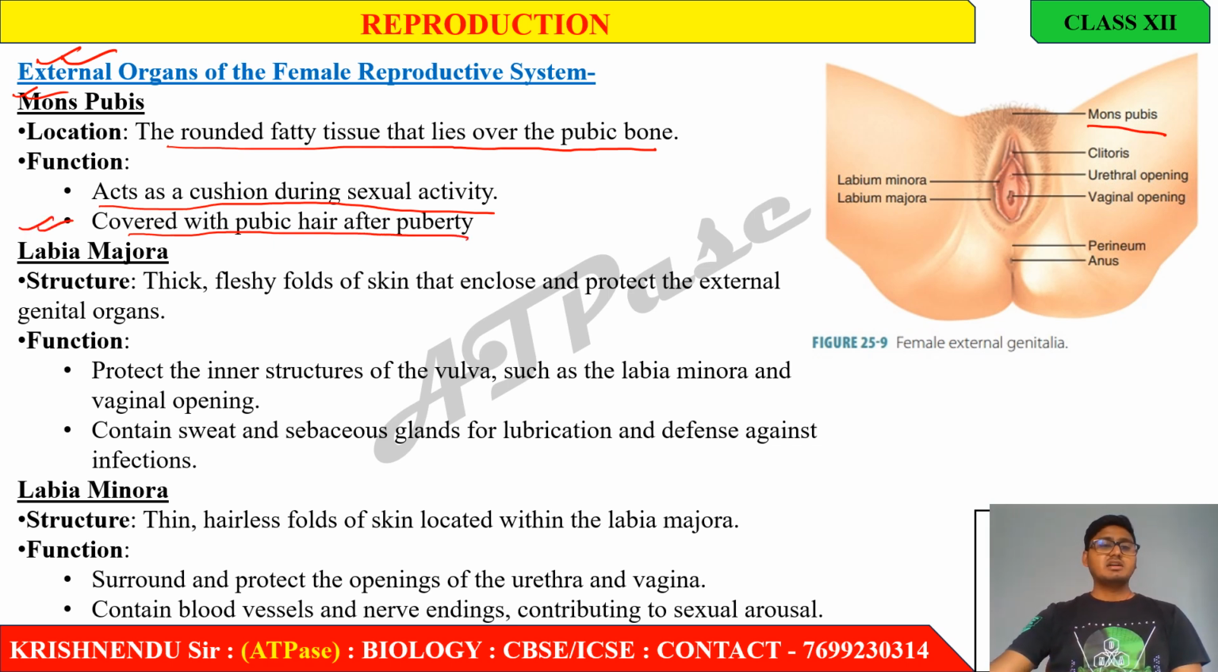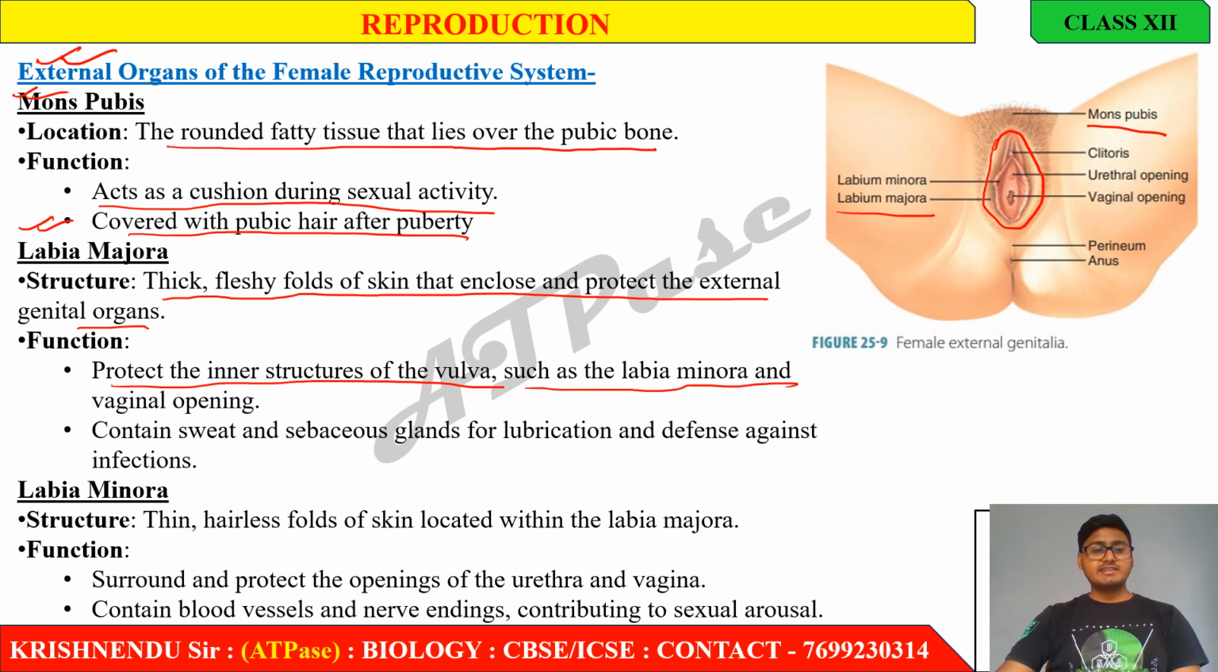And the labia majora. What is the labia majora? Here the labia majora is noted. This is the labia majora. Structure: thick, fleshy folds of skin that enclose and protect the external genital organs. Function: protect the inner structures of the vulva, such as the labia minora and the vaginal opening, and contain sweat and sebaceous glands for lubrication and defense against infection. So these are the main functions of the labia majora.